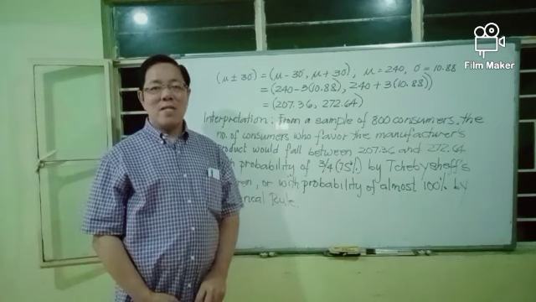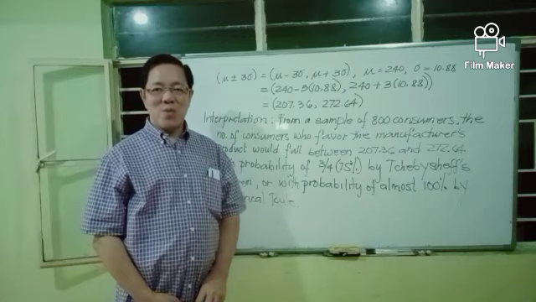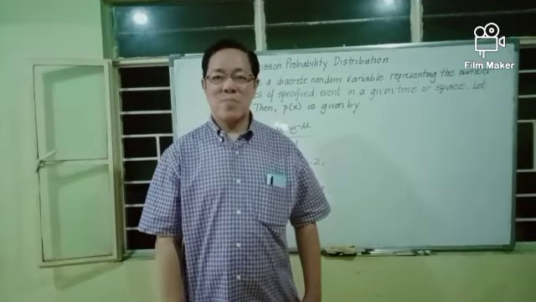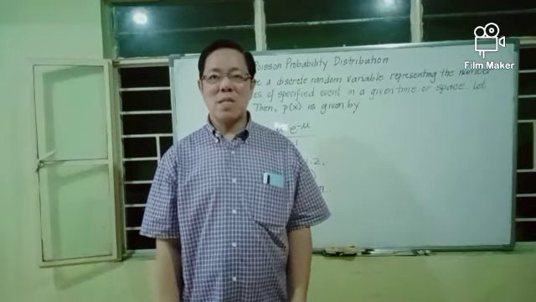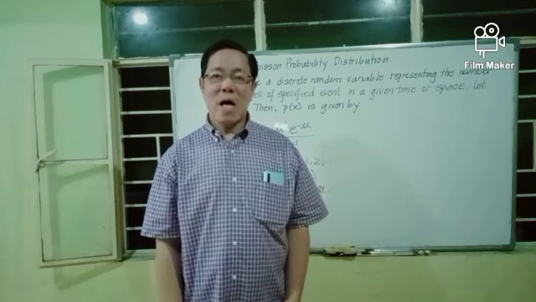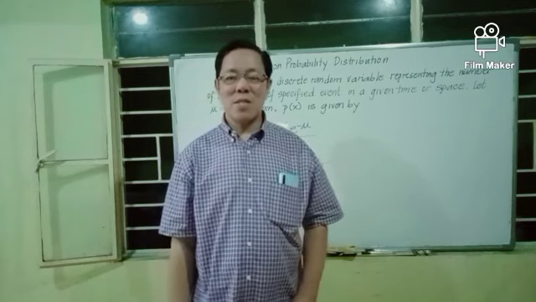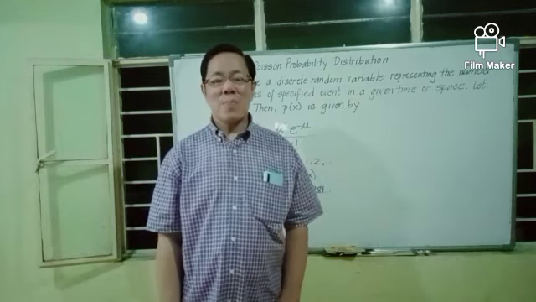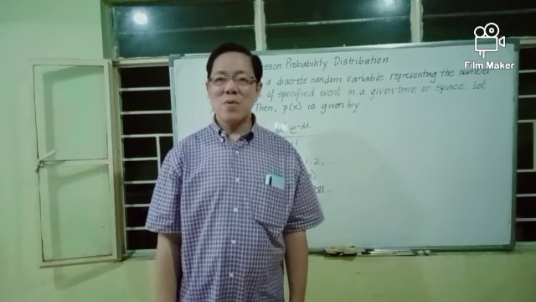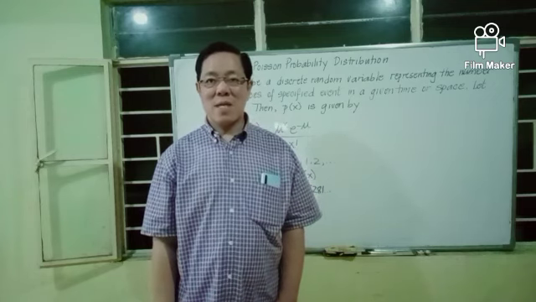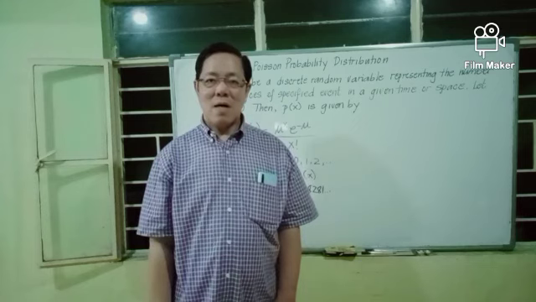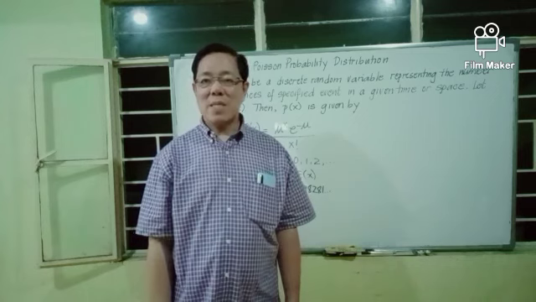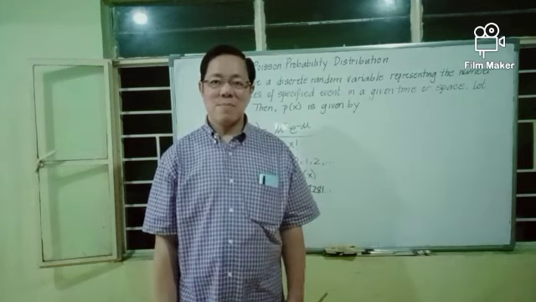Now we will define and describe the Poisson probability distribution. The second of the three important probability distributions is the Poisson probability distribution, the other two being the binomial probability distribution and the hypergeometric probability distribution. The Poisson probability distribution is useful for data that represent the number of occurrences of a specific event in a given time period or space.